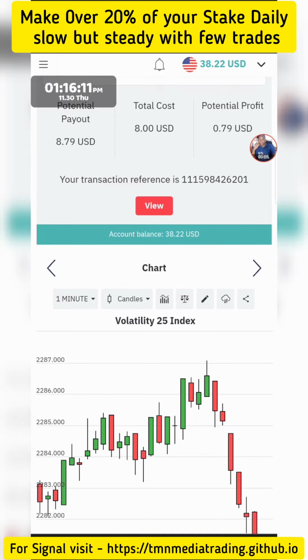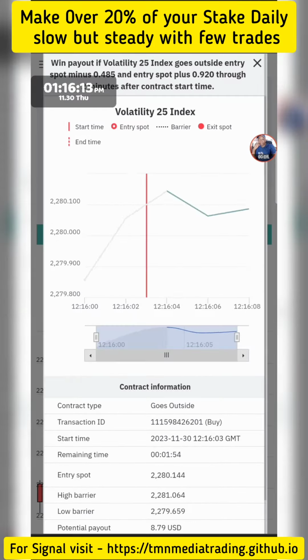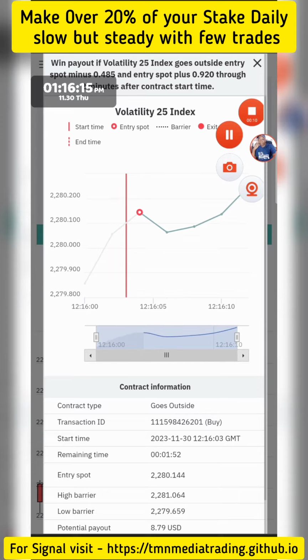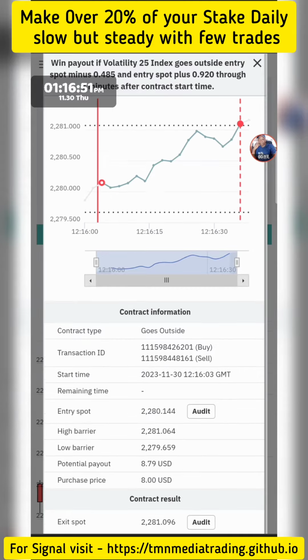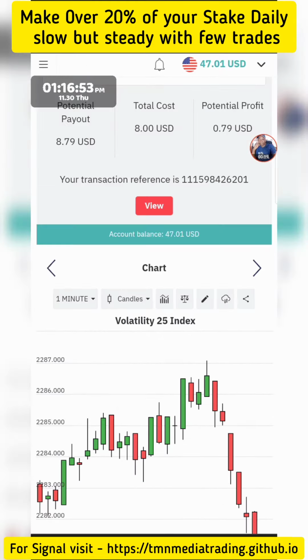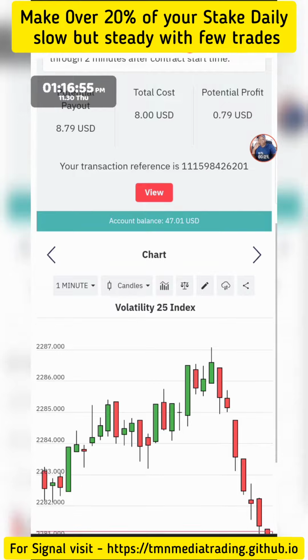Trade. Ongoing. I'm gonna pass. Okay, the trade has pulled through. I'll wait for another time to run another trade.